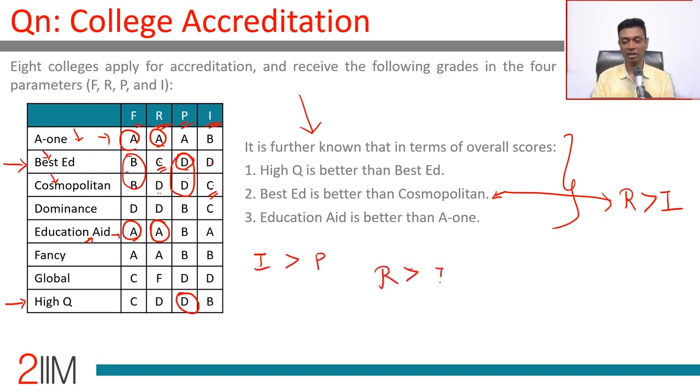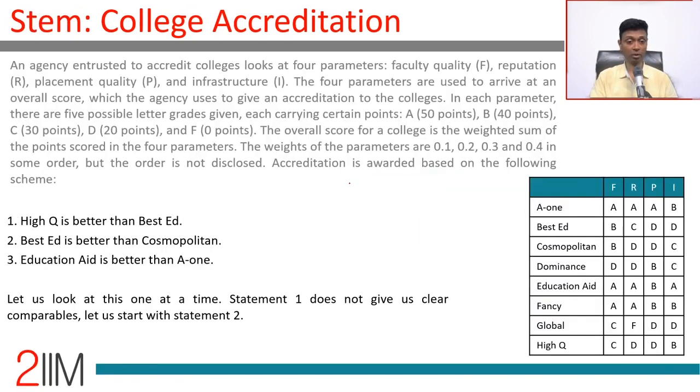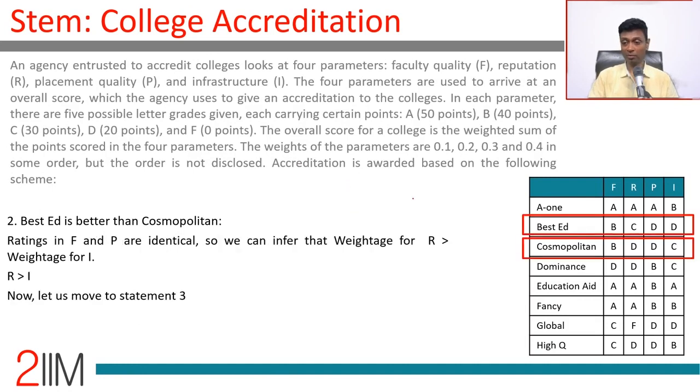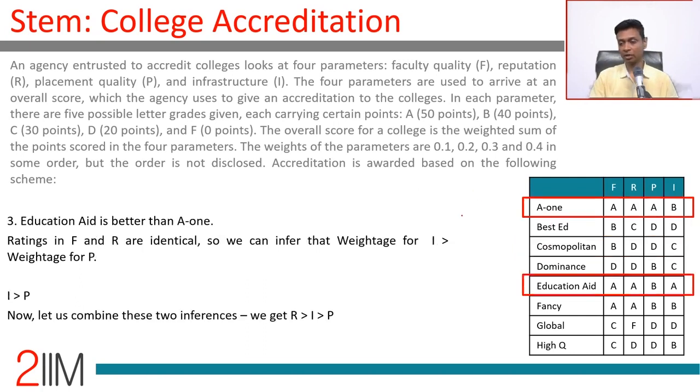R is greater than I is greater than P. Because R is greater than I is greater than P, these two have given us a lot. And so I'm going to look at this. These are the questions. So we're first comparing best ed and cosmopolitan, which gives us R is greater than I. Then we compare education aid and A1, which gives us I is greater than P. Therefore, we now know R greater than I greater than P.